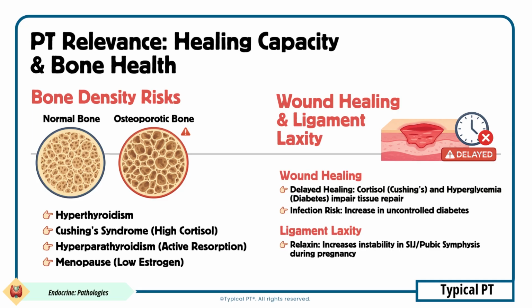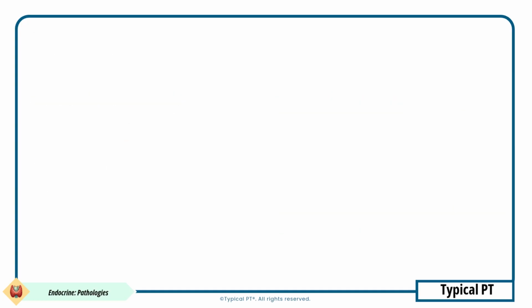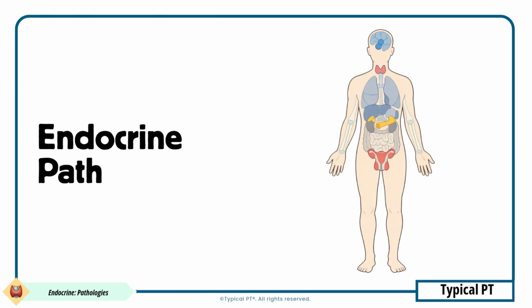Wound healing is delayed in both Cushing's syndrome and diabetes. Elevated cortisol interferes with normal tissue repair, while uncontrolled blood glucose increases infection risk by impairing immune function and promoting bacterial growth. Ligament laxity increases during pregnancy due to the hormone relaxin. This mainly affects the sacroiliac joint and pubic symphysis, leading to greater joint instability and the need for modified treatment strategies. That concludes our review of the major endocrine disorders.